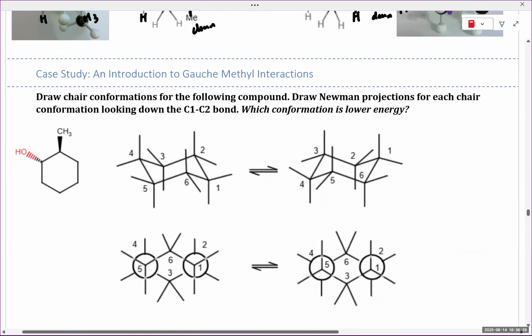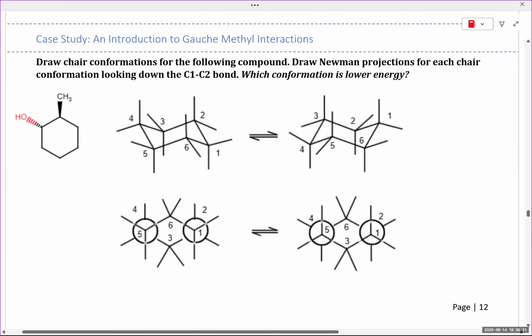Now, let's do a case study and let's draw chair conformations for the following compound. And then let's draw Newman projections for each chair conformation, looking down the C1, C2 bond. And we're going to do this to answer the question, which conformation is lower in energy? So I'd like you to pause the video, take a few moments to fill in these chair conformation and Newman conformation templates, and then we'll discuss.